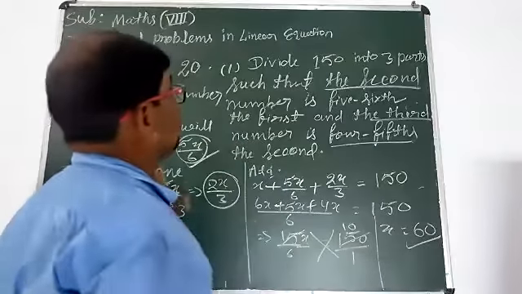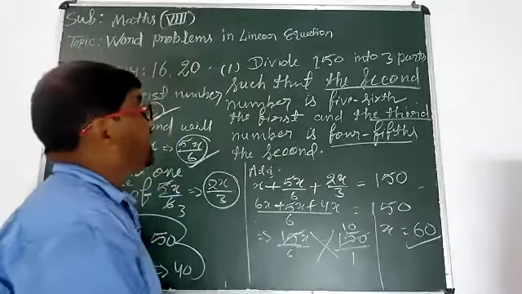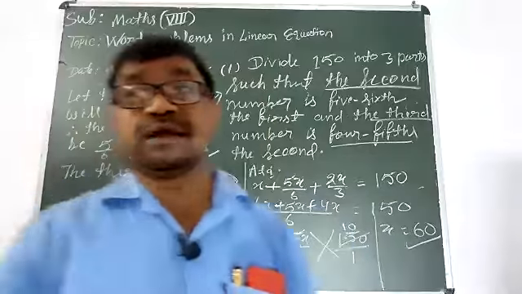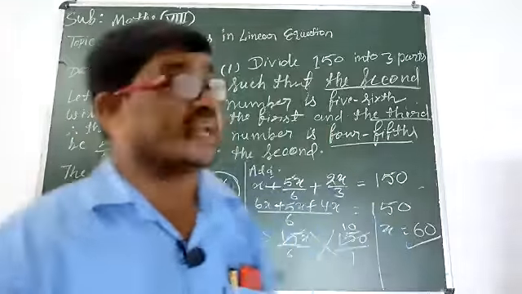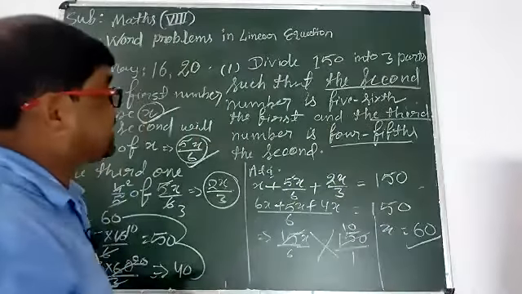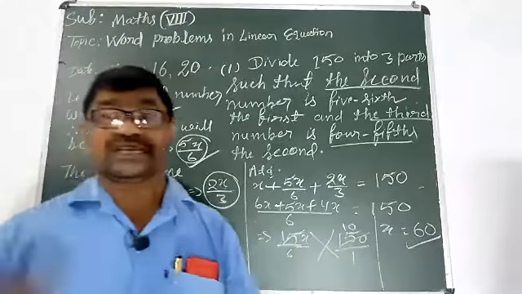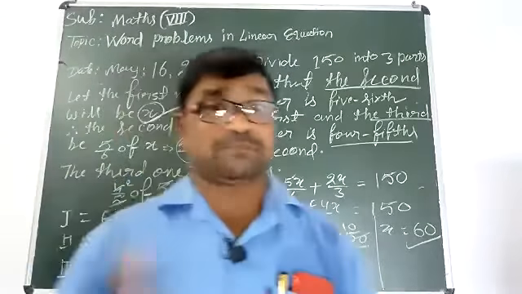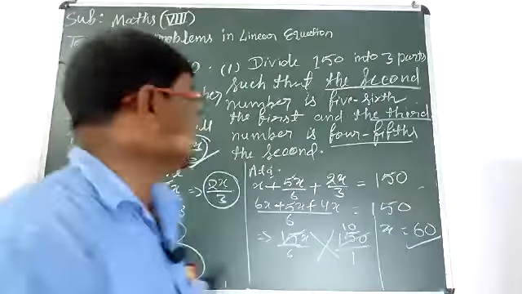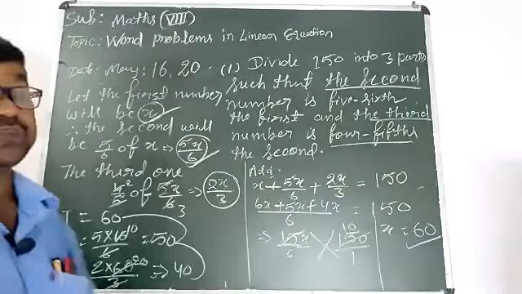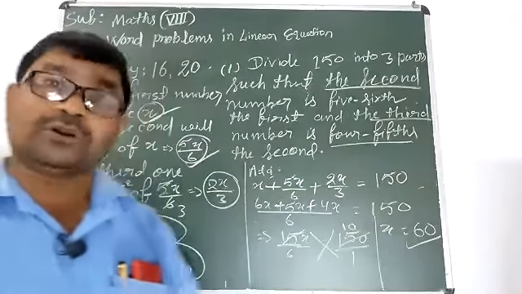So what was the sum? Division of 150 into 3 parts in such a way that the second number is 5/6 of the first, and the third number is 4/5 of the second.